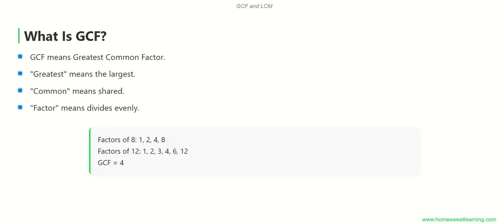Alright, so GCF means greatest common factor. Greatest means biggest, common means shared between numbers, and factor means it divides evenly. So let's try a quick example. The factors of 8 are 1, 2, 4, 8. The factors of 12 are 1, 2, 3, 4, 6, 12. The shared ones are 1, 2, and 4, and the biggest of those is 4. So the GCF is 4.